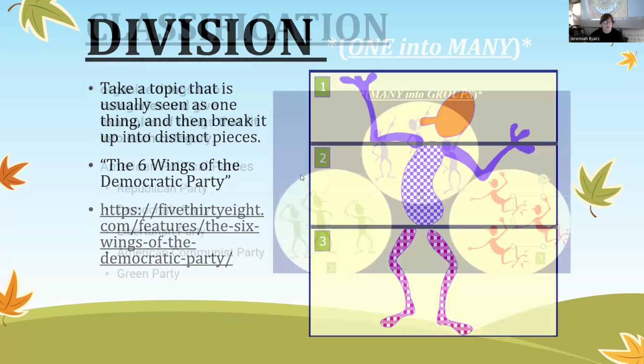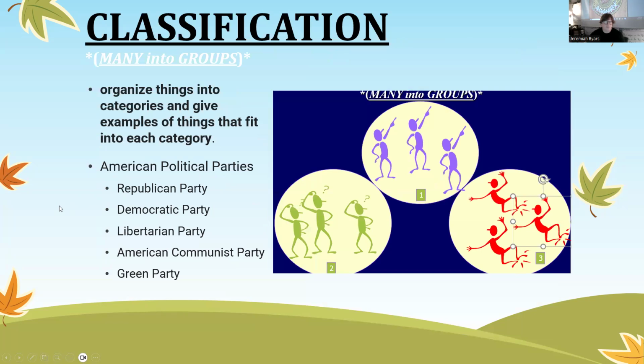So then we have classification. Many into groups. Organize things into categories and give examples of things that fit into each category. So like American political parties, okay? We start dividing people up into Republican parties, Democratic parties, Libertarian Party, American Communist Party, Green Party, okay? We have an election coming up, and we say we have multiple parties, but for the most part, it's Republican, Democratic. That's just the way we are. We're pretty much just a dual party system. In theory, we have more parties.